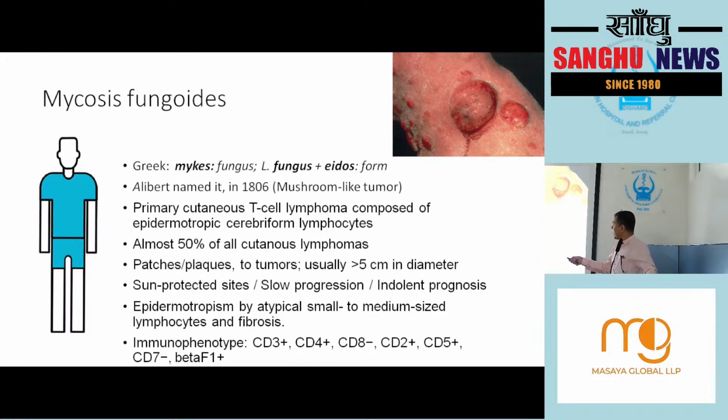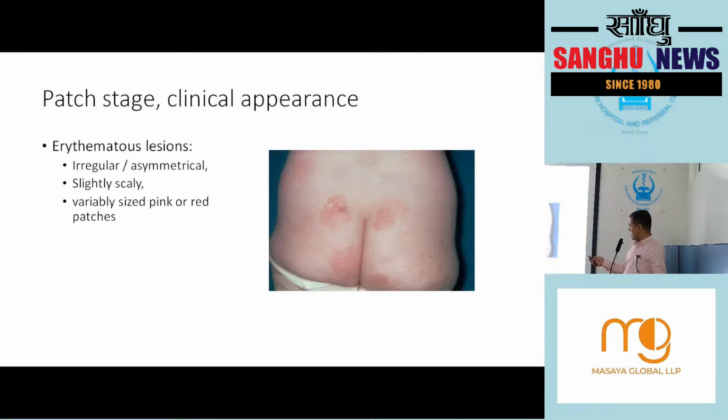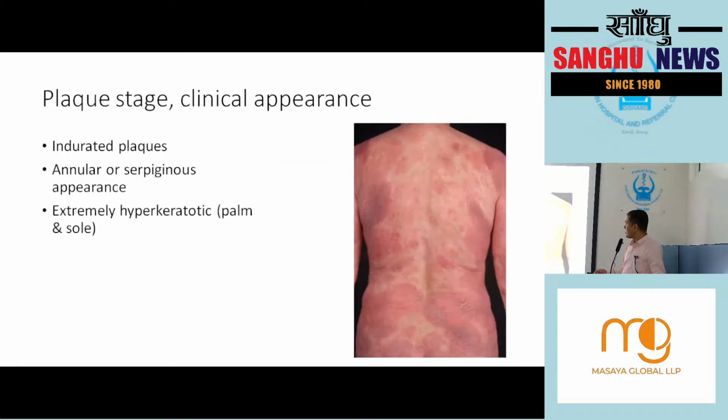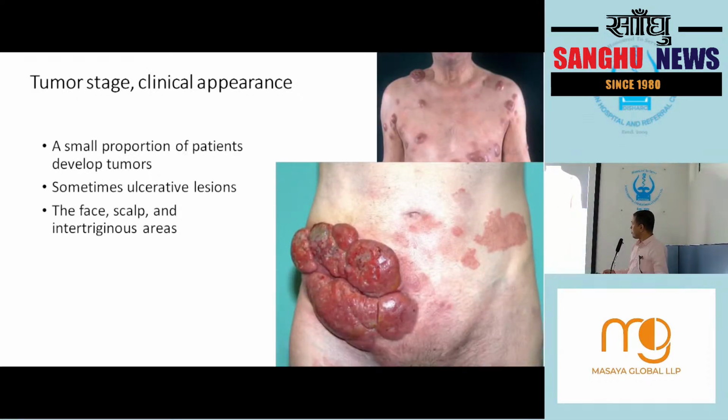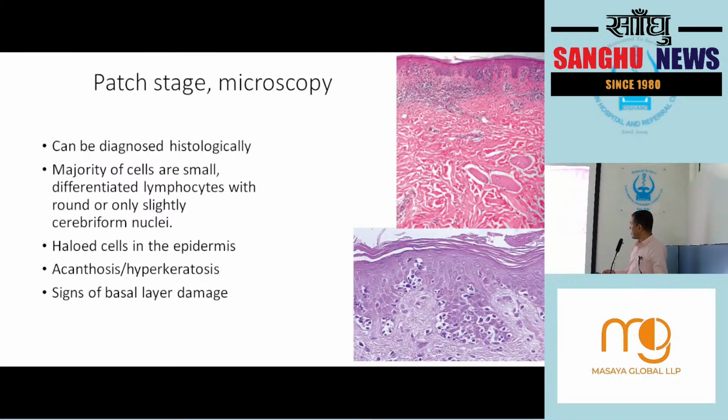This mycosis fungoides is also a misnomer, not a correct one. Some photographs of the patch stage. This is plaque stage. This is tumor stage. Some photographs from the book. I took it from the books, not mine. And this is patch stage. We see some haloed lymphocytes in the epidermis. Maybe difficult in patch stage, but in plaque stage, diagnosis is not difficult.